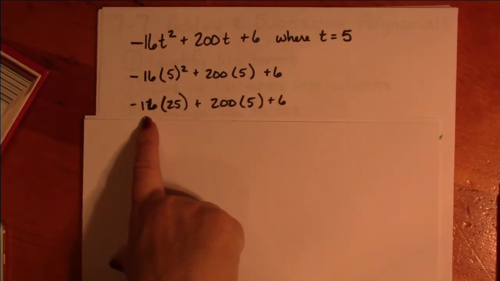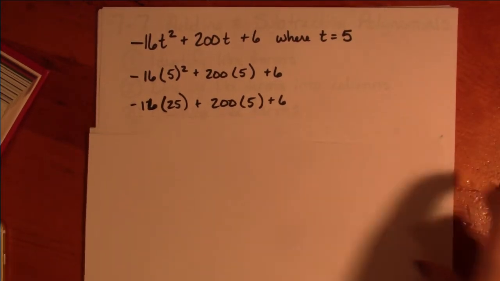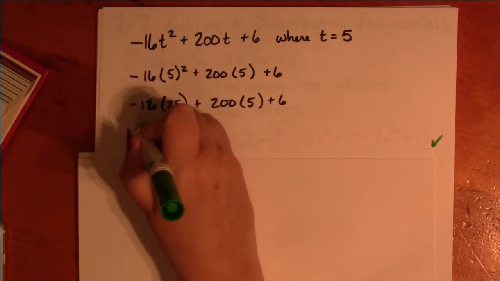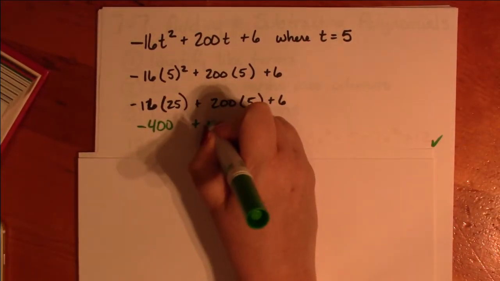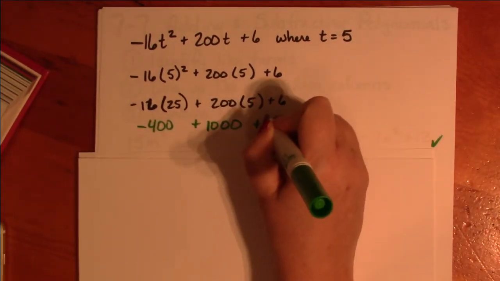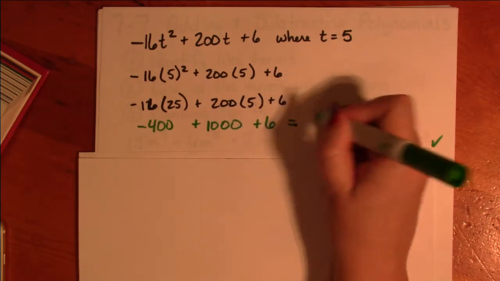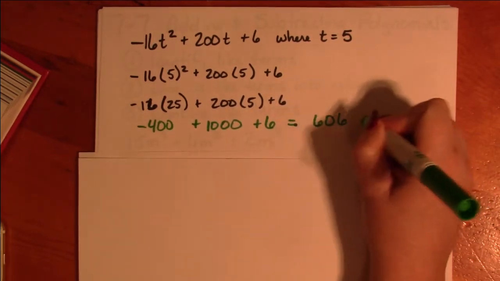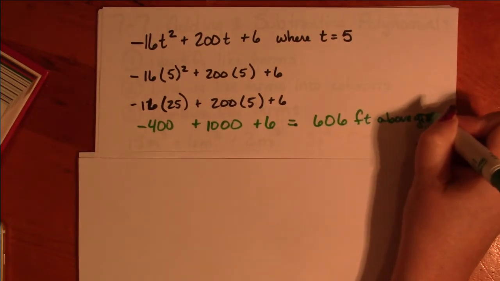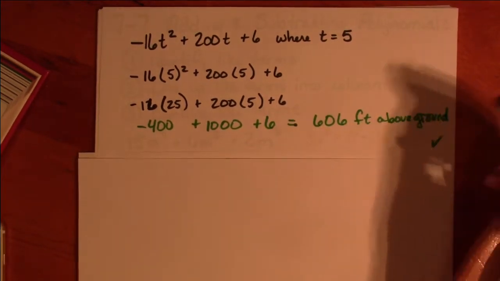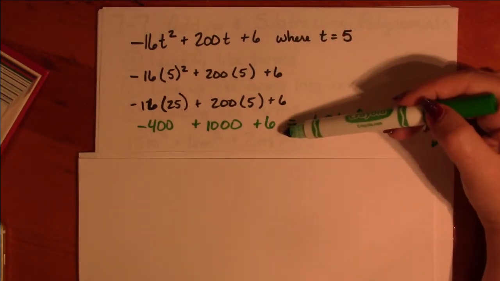So this is really negative 16 times 25 plus 200 times 5 plus 6. So we're going to get negative 400 plus 1,000 plus 6. And that's going to give us a total of 606 feet above ground. And that's what it's asking us to do. Given t, solve the equation.